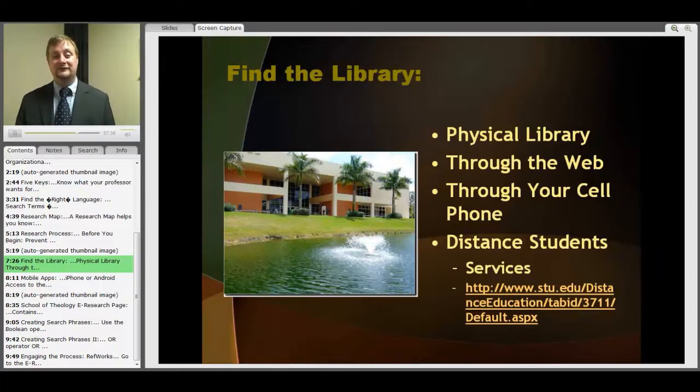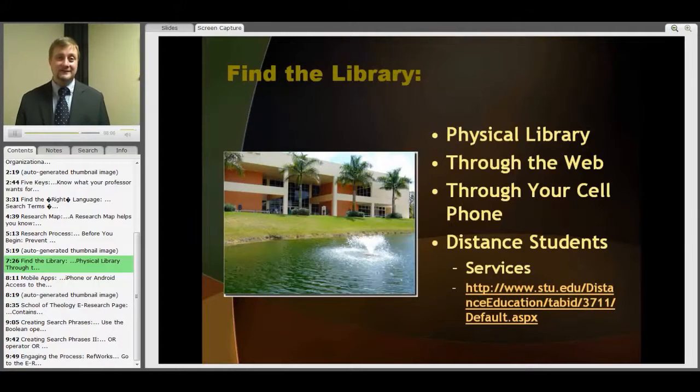At St. Thomas University, we have both the physical library and our digital front door through the World Wide Web. You can also research the library through your cell phone. We have mobile apps for both Android and iPhones available, and you can find more information on those on the St. Thomas University website. We also have our services to distance students on the website.